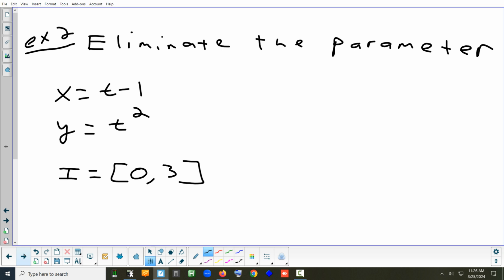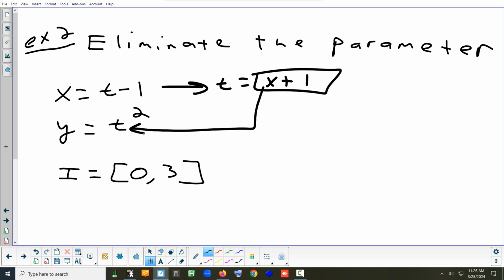Which equation do you always have to solve for t? You don't have a choice. You always have to do this one. X. You have to solve the x equation for t. So what does t equal from the top equation? X plus 1. And we're going to take that x plus 1 and then fill it in for t. X squared plus 1.